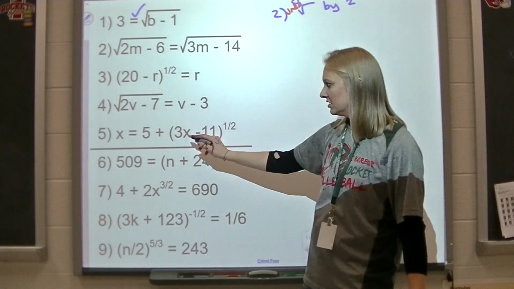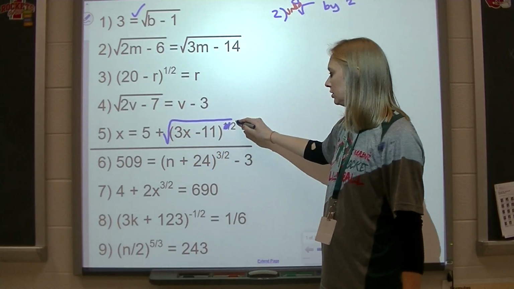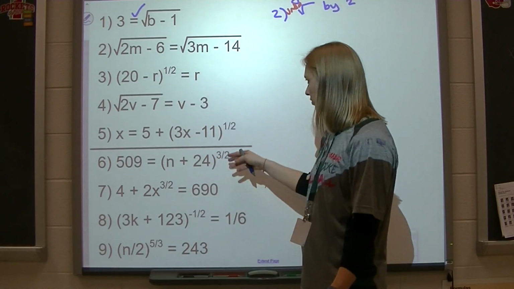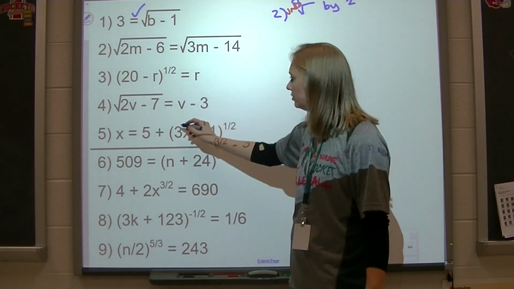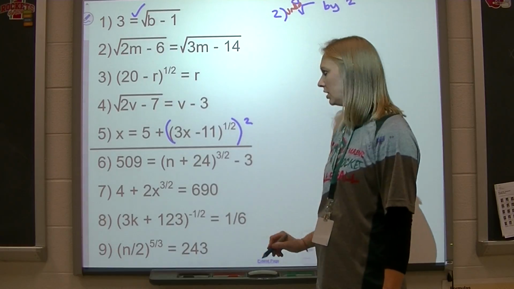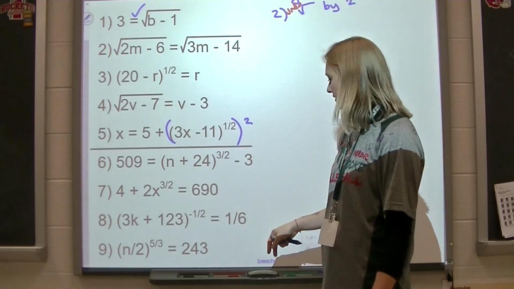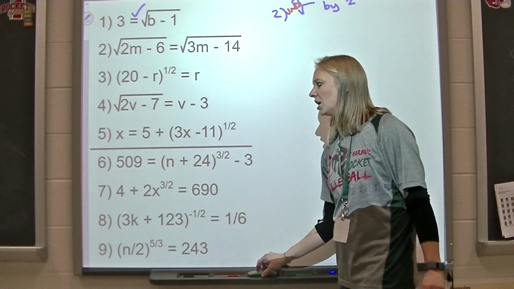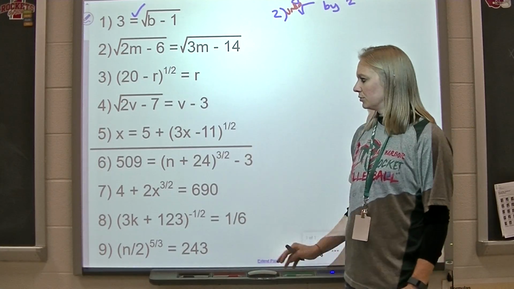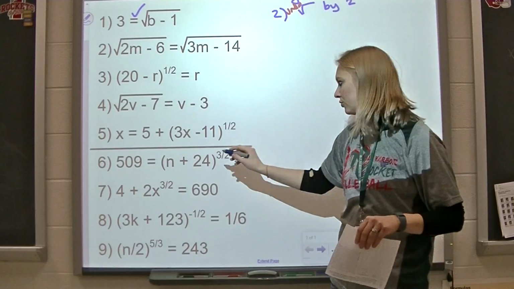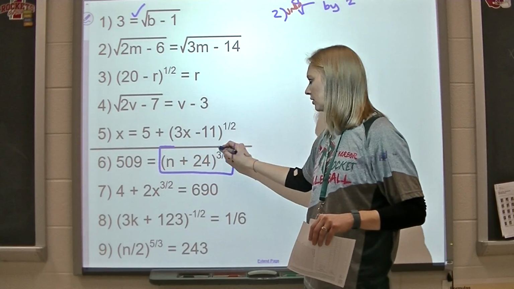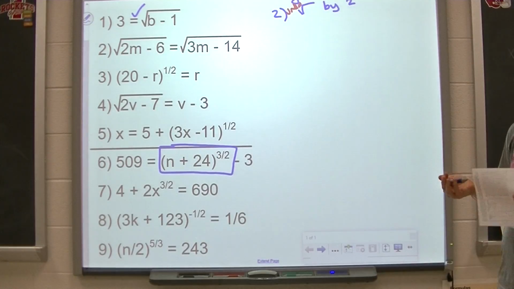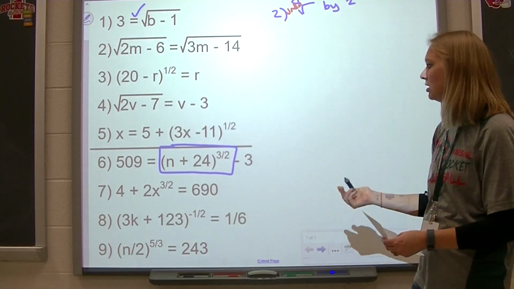Now, I know for these, I said change it to a square root, right? But you really didn't have to. You could have kept it as a 1/2, because all we're doing then is squaring that, right? So our job here is to get the radical, even though there's not a radical, the piece with the rational exponent, by itself first, and then we're going to undo that.